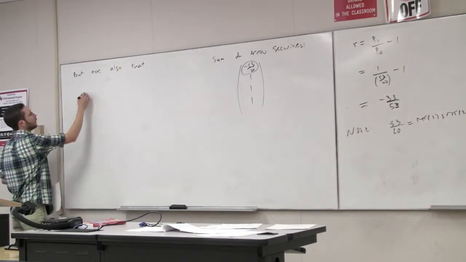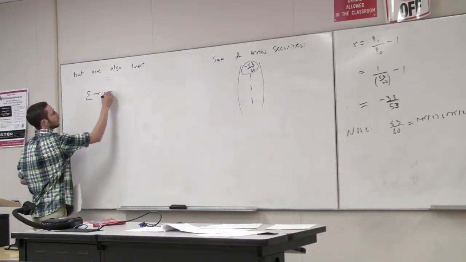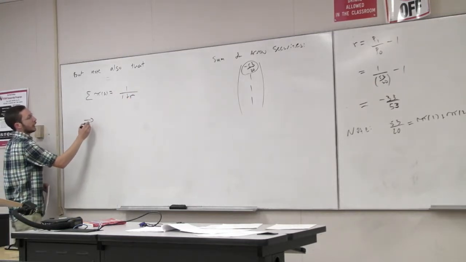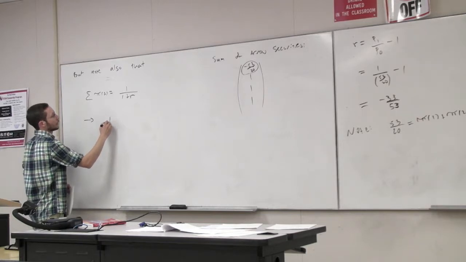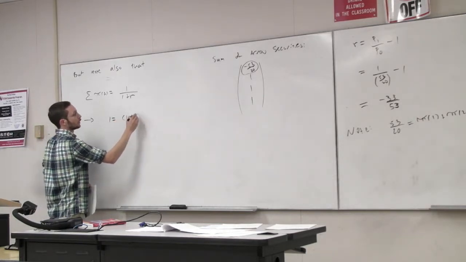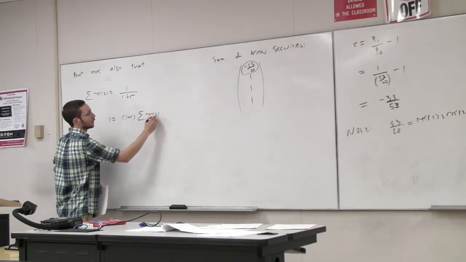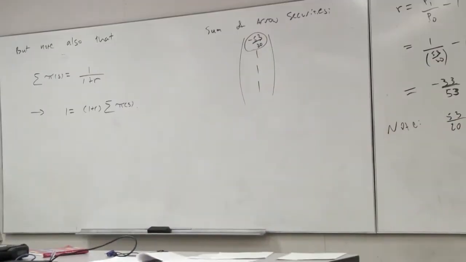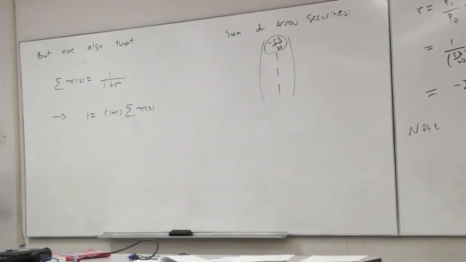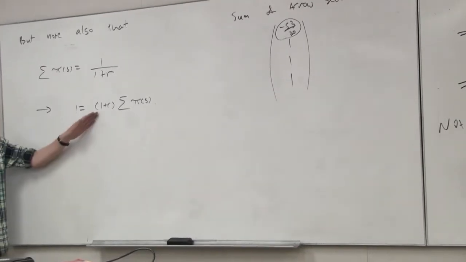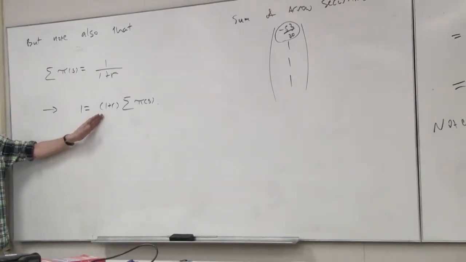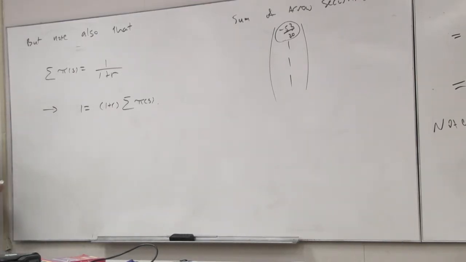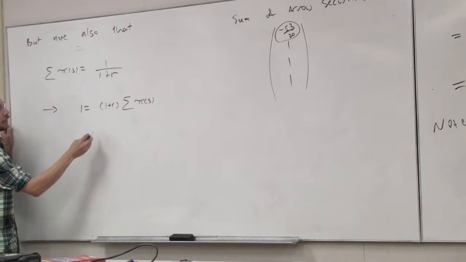Which says we've got this sum of the arrow prices giving us a discount factor, 1 plus r. And we can rearrange this as 1 is equal to (1 plus r) times the sum of the arrow prices. This may not look like much, but let's dissect it a little bit, and we'll notice that it has a very, very interesting interpretation.